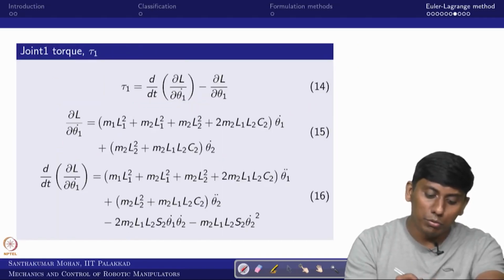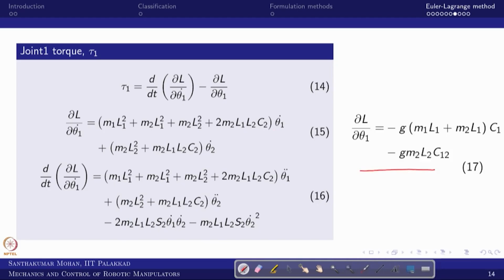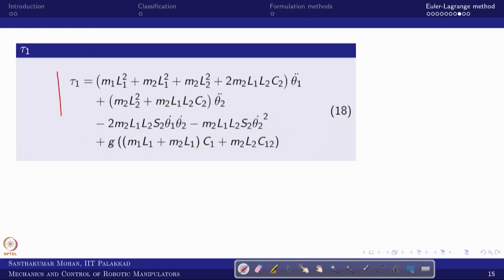Okay, this is the time derivative you have taken. So you take the partial derivative, then take a time derivative, and then you have ∂L/∂θ1. Now this is known and this is known, so you just directly subtract them. That is what gives your tau 1.